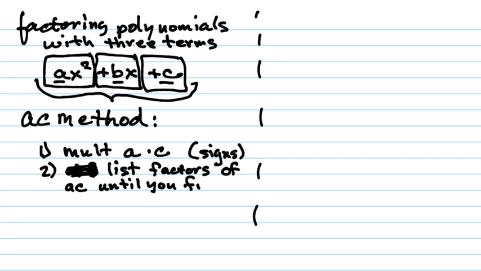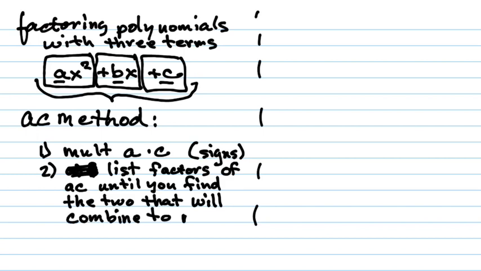Until you find the two that will combine to make B. Combine means either add or subtract depending on their signs. Okay? And B just means that number that's in the middle of it, right? So you remember where the A, B, and C come from. Okay? Now don't worry if you don't follow right now, because we will do an example so you can see each piece of this, but I want to show it with the steps. All right.